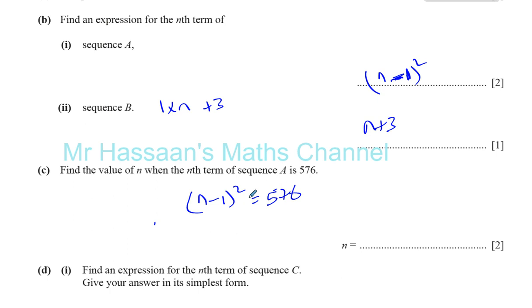You could expand the bracket, bring 576 to the side, factorize it again, find the two values of n, and so on. Or you could do something very simple. You could just find the square root of both sides. You have n minus 1 is equal to plus or minus the square root of 576. But as we know, the nth term must be a positive number because the first term is 1 and you don't have a negative term.